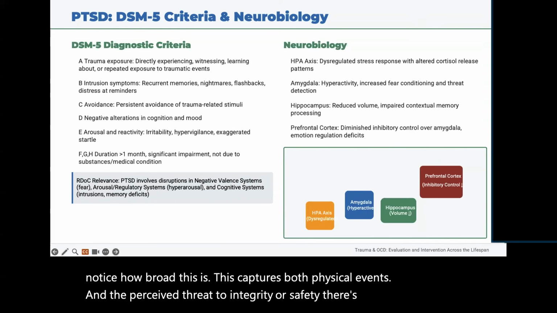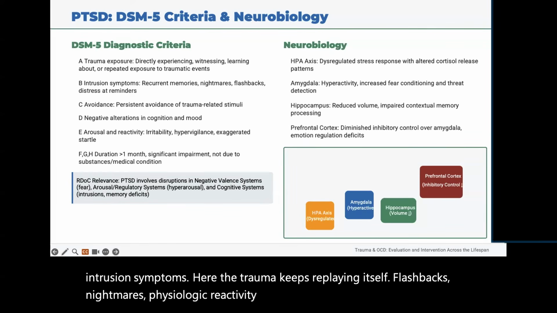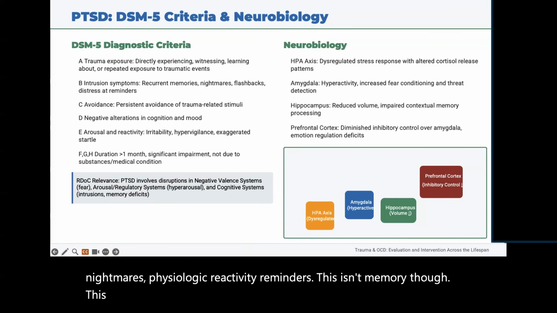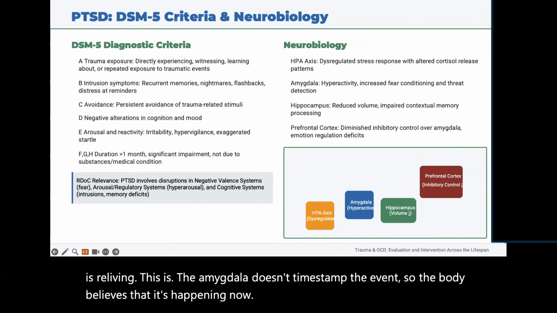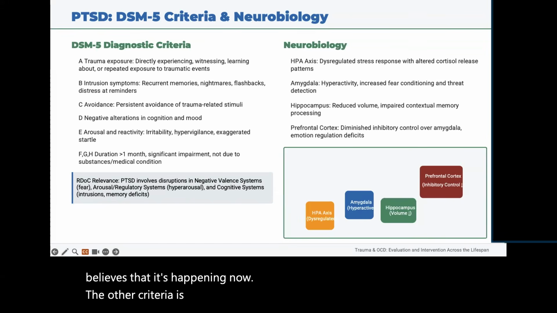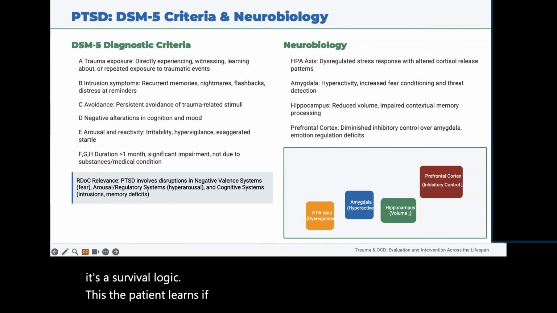There's also this criteria B, intrusion symptoms here. The trauma keeps replaying itself. Flashbacks, nightmares, physiologic reactivity, reminders. This isn't memory, though. This is reliving. This is the amygdala doesn't timestamp the event, so the body believes that it's happening now. The other criteria is criteria C, which is avoidance. Avoidance is not denial, it's a survival logic. The patient learns, if I stay away from reminders, I can stay alive. So that's what we're contending with here.